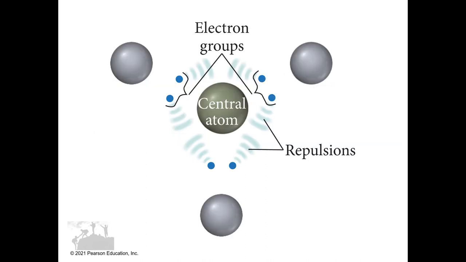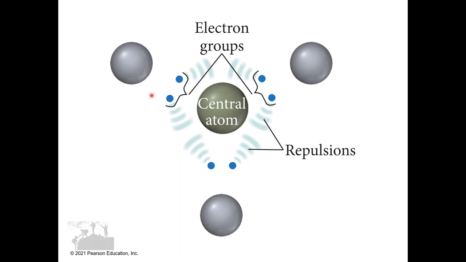Here we have a molecule with one central atom and three terminal atoms. The central atom is connected to a terminal atom by a single covalent bond. And we know that because in between the central atom and the terminal atom is one pair of electrons. So this pair here is being shared by the central and the terminal atoms.